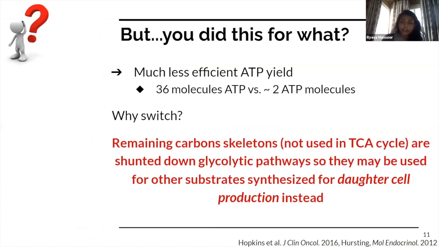So one of the proposed and pretty well researched theories, and there's a good amount of evidence proving it, is that the remaining carbon skeletons that are not taken through the TCA cycle and are instead shunted down the glycolytic pathway are then used for other substrates and synthetic pathways to create cellular biomass for daughter cell production. When you think about it, that sort of makes sense, given that cancer cells are not really worried about their energy yield or how much energy they're producing. They want to replicate and proliferate.